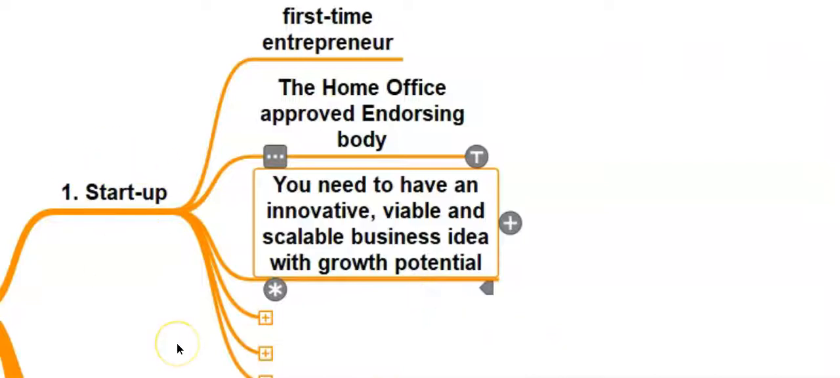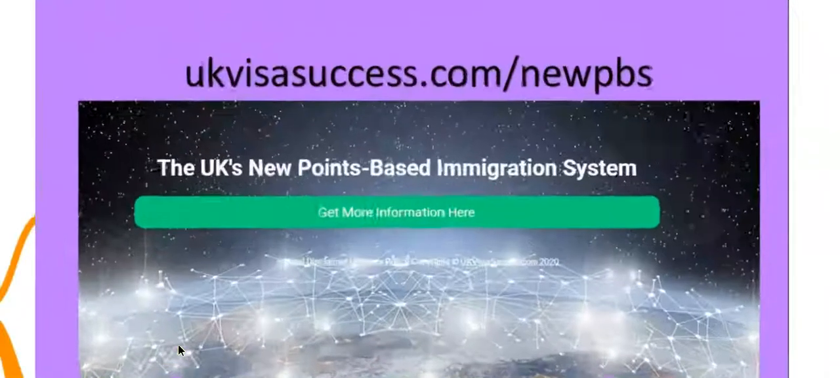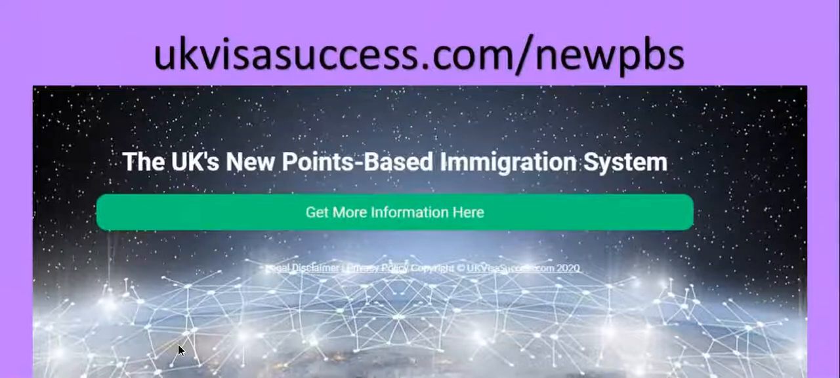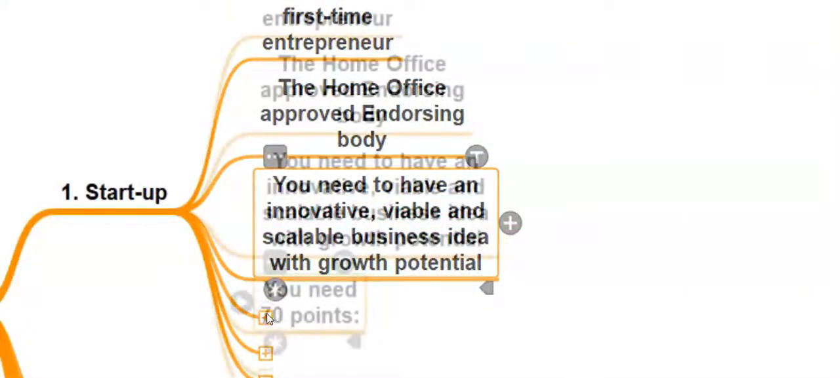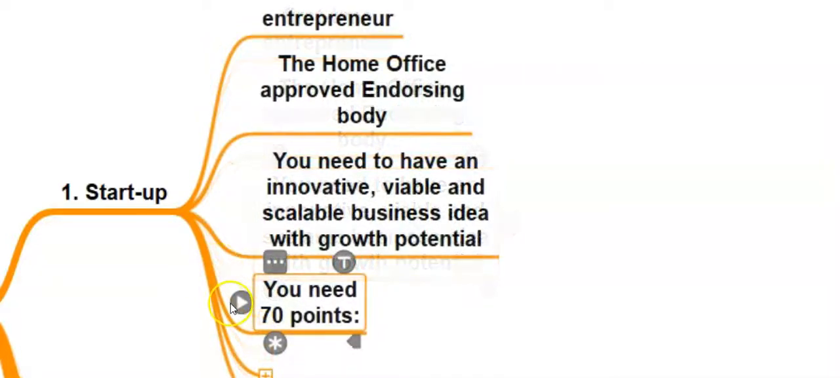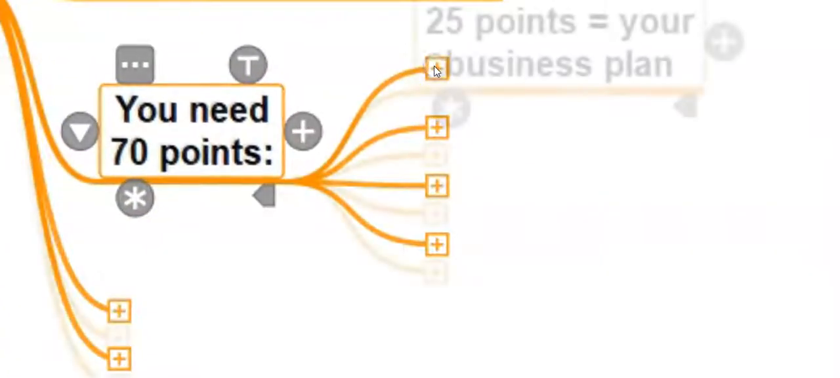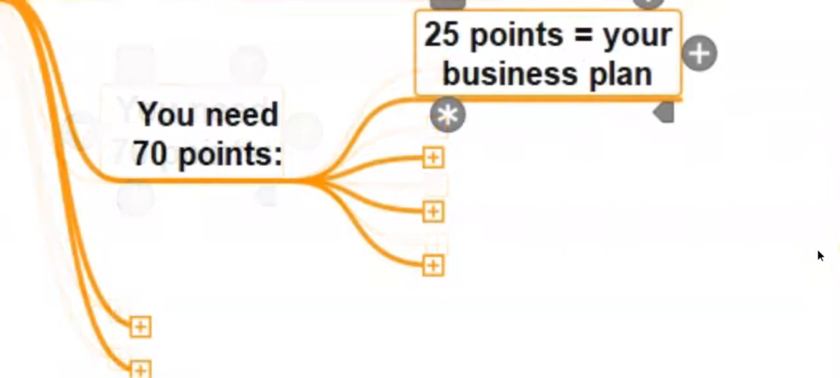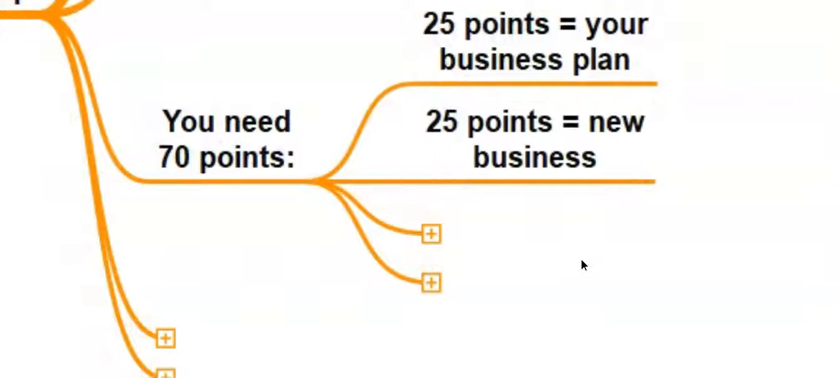And this particular UK immigration route is part of the new points-based system. And as with all other points-based system routes, startup applicants will need to score 70 points in order to succeed in the application. So you will get 25 points if you prove that your business plan is innovative, viable and scalable. Secondly, you will get another 25 points if you prove to the Home Office that you are about to begin a new business, so this one was not trading before.